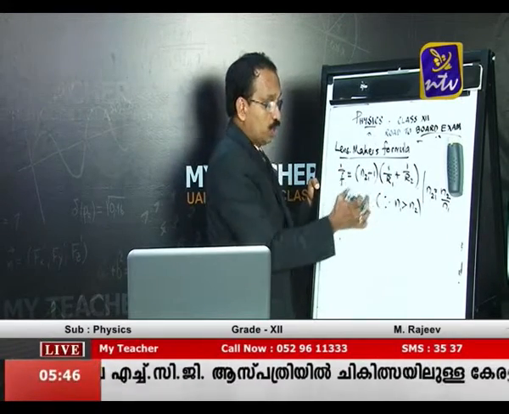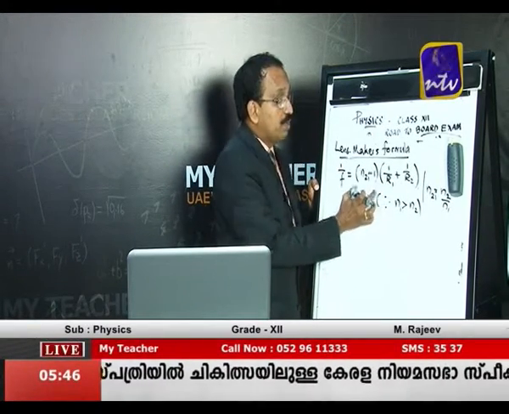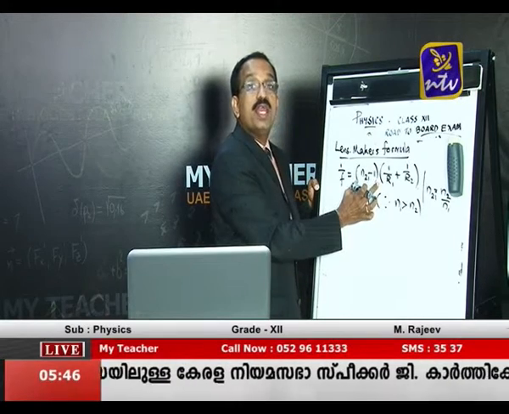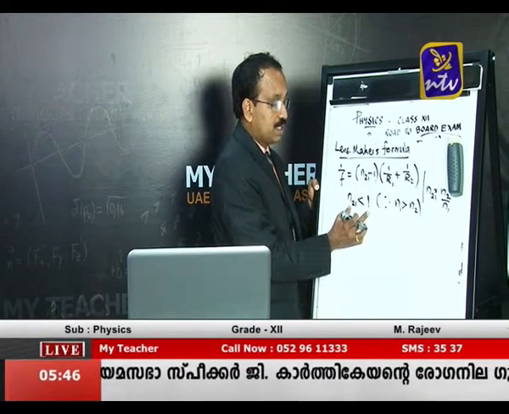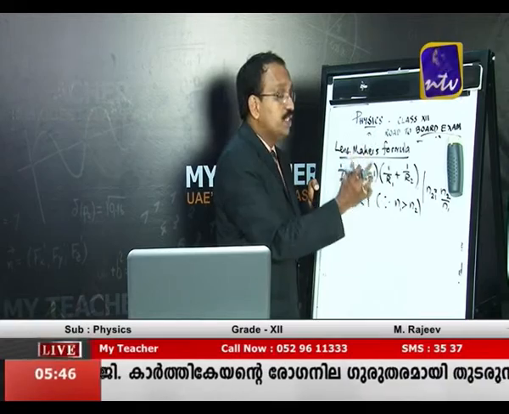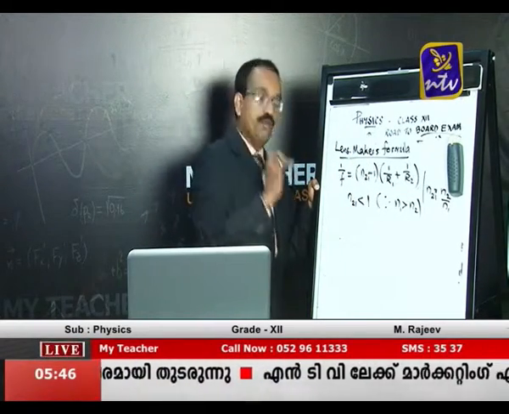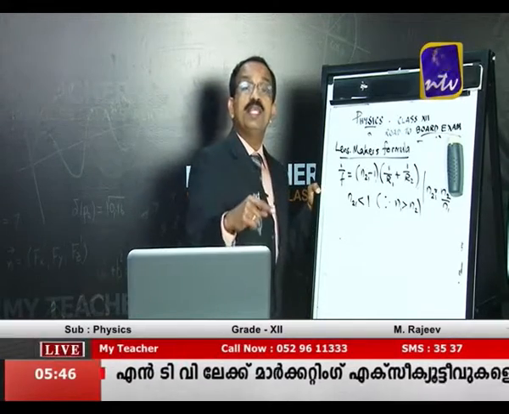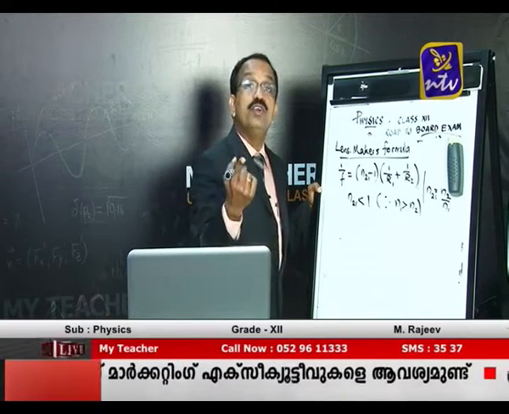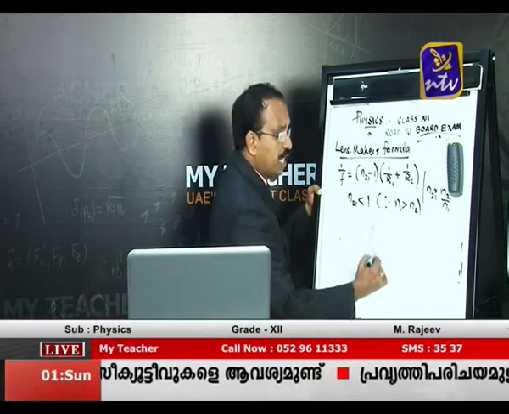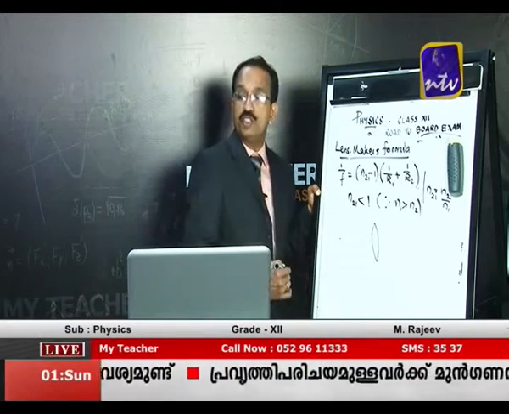Okay. So if this is less than 1, what you can make out is this will become negative. If this is negative into positive, it becomes negative. So focal length becomes negative. Focal length negative indicates the lens is a diverging lens, even if the shape of the lens is convex.